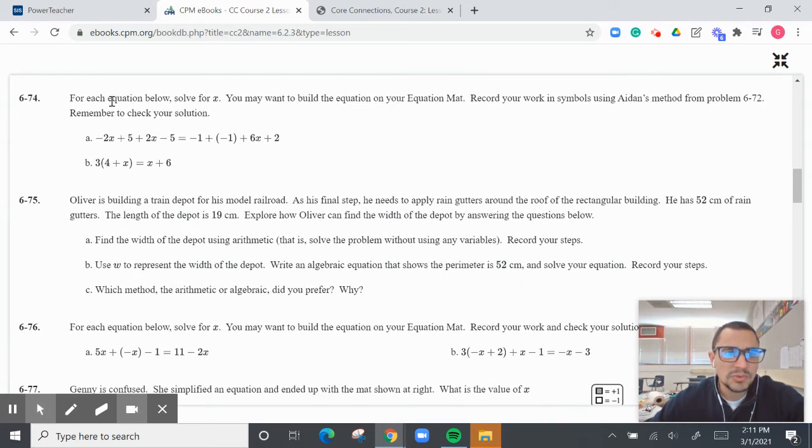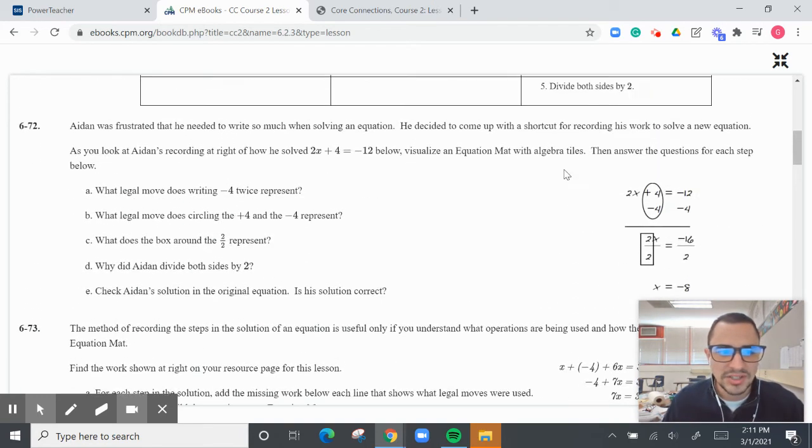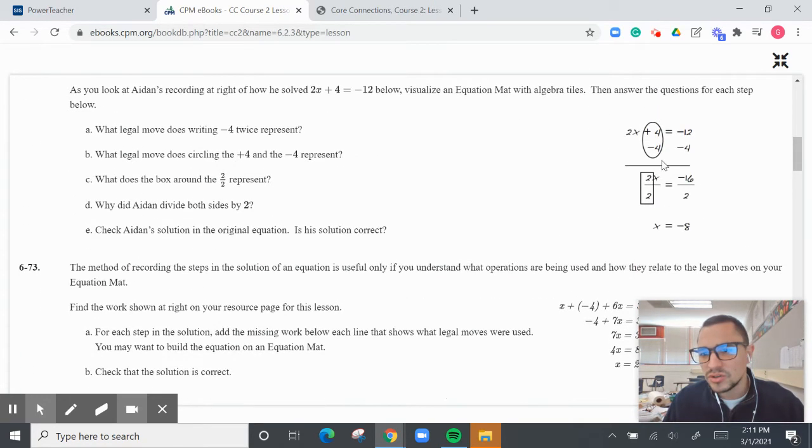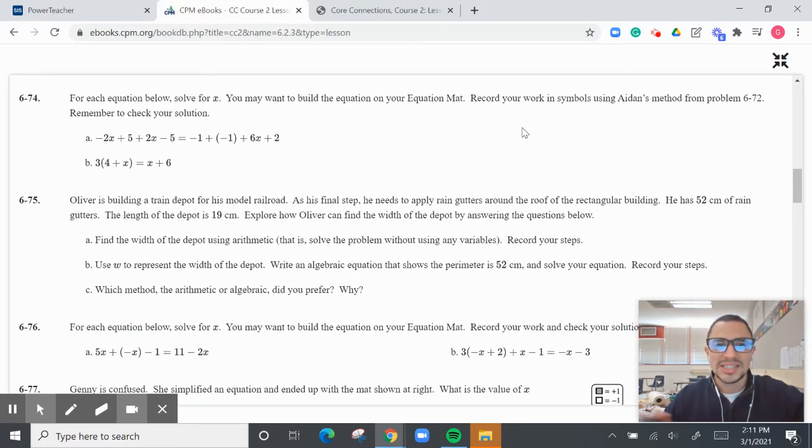All right, for 4-74, for each equation below, solve for x. Solve for x. And you may want to build the equation on your equation mat. Record your work in symbols using Aiden's method for problem 672. So 672, we did this where we circled and we boxed and we divided. All right, so I'm going to try to do it just like that.